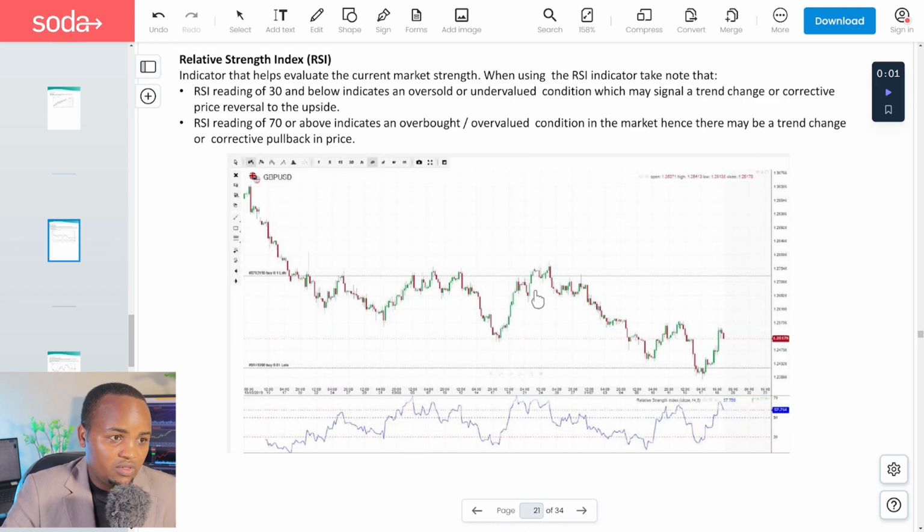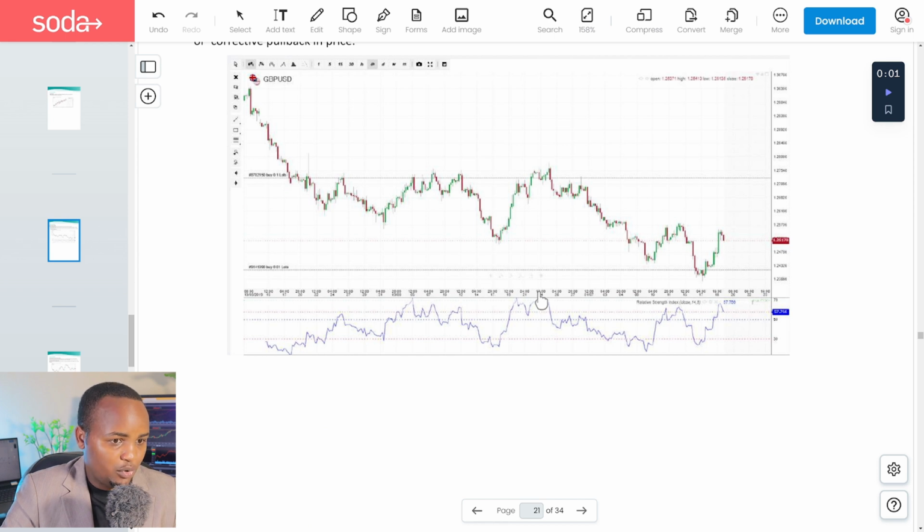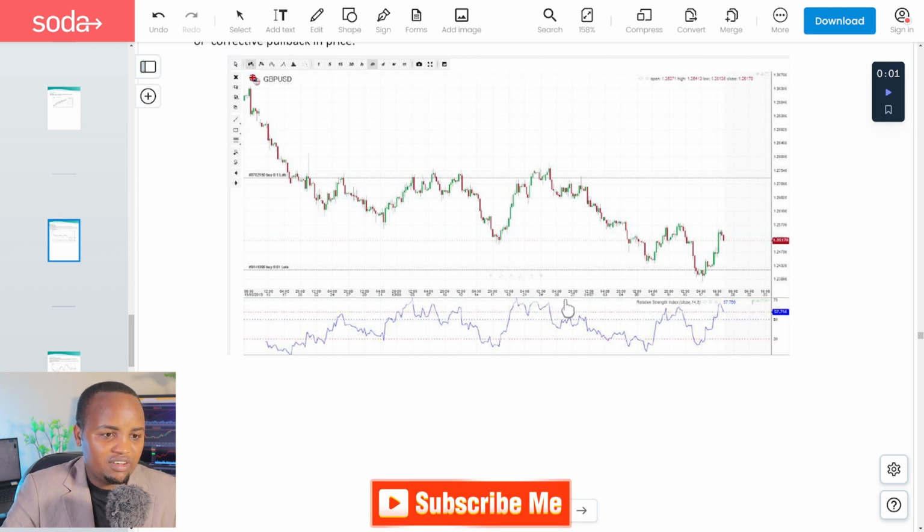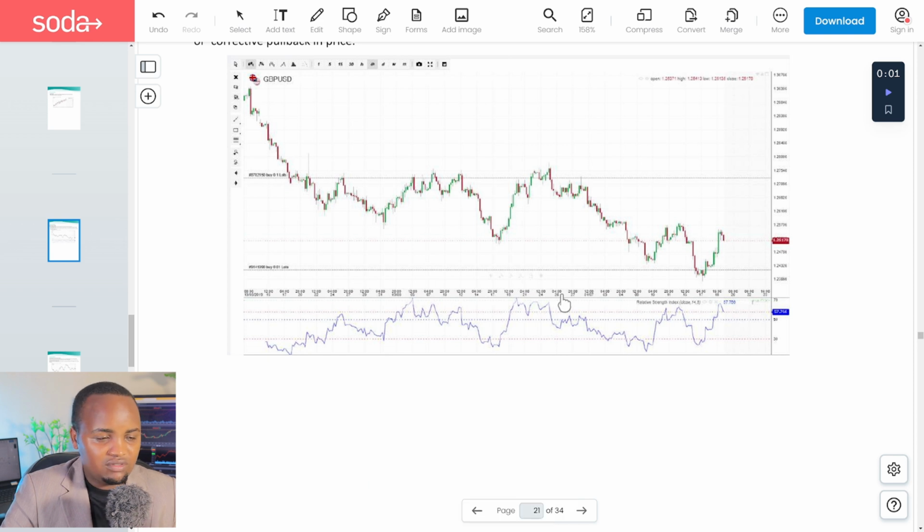The RSI, which is called the relative strength index, has three lines here. Remember, you type relative strength index, and you have the upper line, which is 70, the middle one, which is 50, and the lower one, which is 30. The moment the market crosses below 30, that means the market is oversold and is ready to go up. When the market crosses 70, the market is overbought and is ready to go down. When it is at 50, the price is stable and neutral.